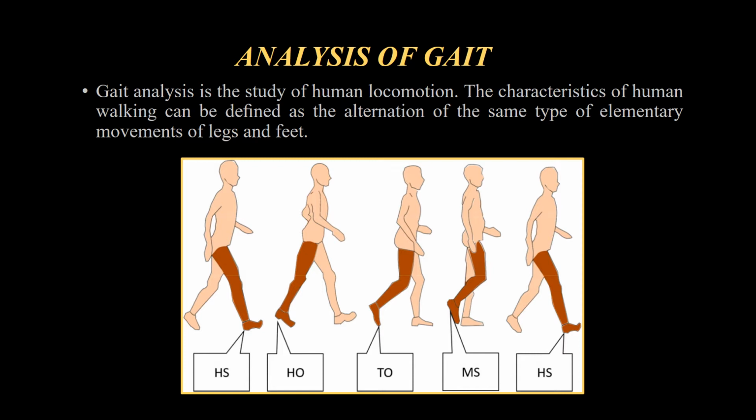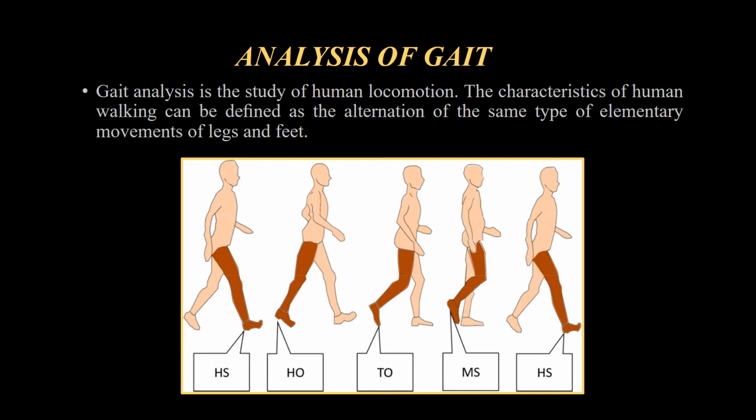At first, gait analysis is the study of human locomotion. Below, you see a single gait cycle. The first is the heel strike phase. At this moment, the heel surface contacts the ground. The second is the heel off phase. In this phase, the heel is being lifted off the ground. The third is the toe off phase. At this stage, the toes are still in contact with the ground.